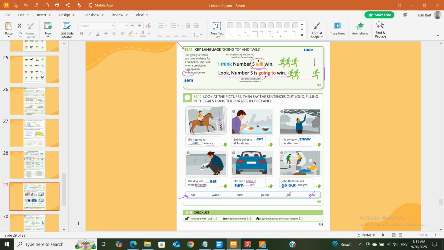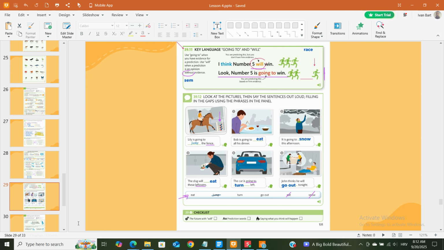39.12 Look at the pictures, then say the sentences out loud, filling in the gaps using the phrases in the panel. Lily is going to jump the fence. Bob is going to eat all his dinner. It is going to snow this afternoon.